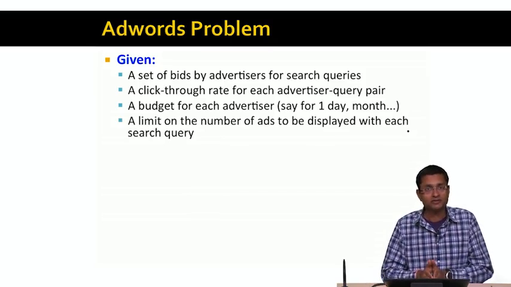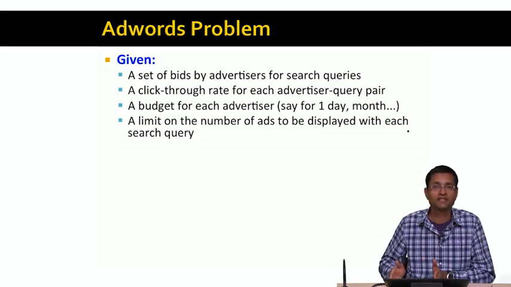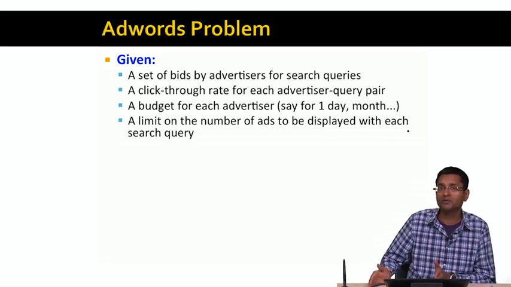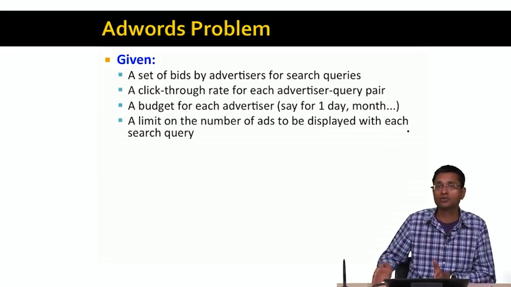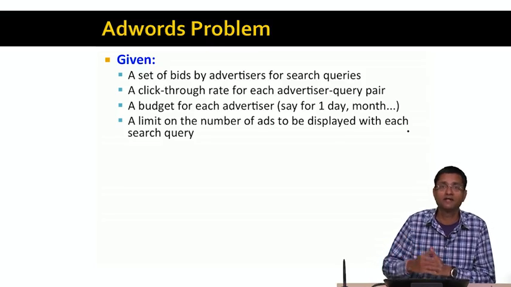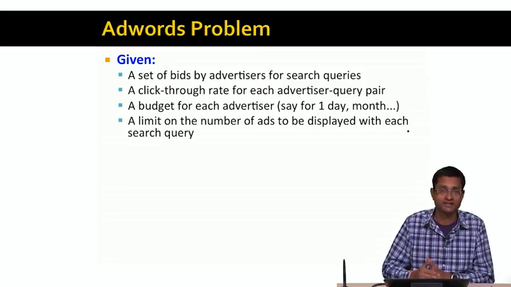Now the search engine also has a limit on the number of ads to be displayed with each search query, right? For example, the search engine may say, look, I'm going to show at most one ad for each search query, or 2 or 3. Now, in some modern search engines, the number of ads actually depends on the kind of query as well. But in a simple scenario, let's imagine that there is a fixed limit on the number of ads to be displayed with each search query.